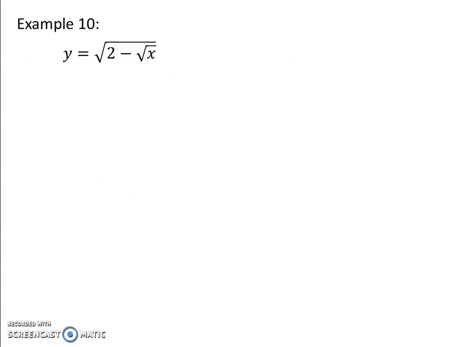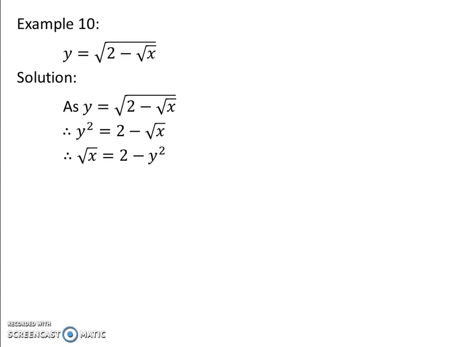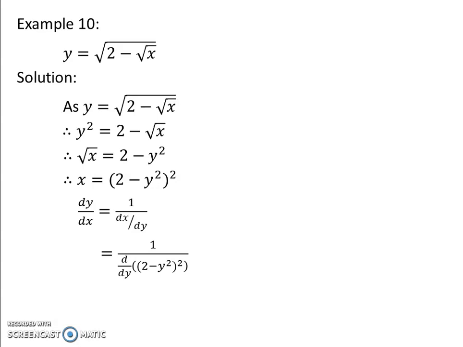Next example, y equal to under root of 2 minus root x. Again we have to express x in terms of y. So squaring, y square equal to 2 minus root x. Therefore root x equal to 2 minus y square. Again squaring, we get x equal to (2 minus y square) whole square. Therefore dy by dx equal to 1 upon dx by dy, that is equal to 1 upon d by dy of (2 minus y square) whole square.